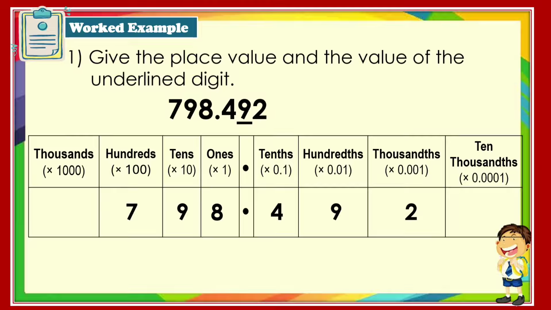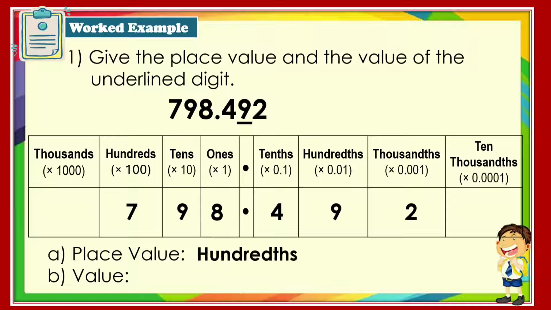So the place value of 9 is hundredths. That is the place value of the underlying digit, which is 9. 9 is in the hundredths place. And what is the value of 9? Just multiply the place value, which is hundredths, by 9. So 9 times 1/100, the answer is 9 hundredths.